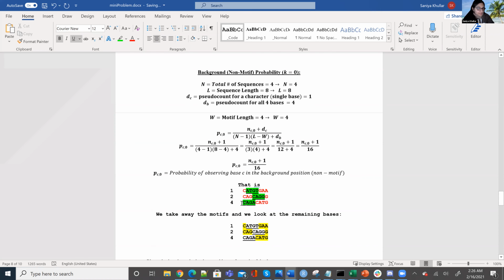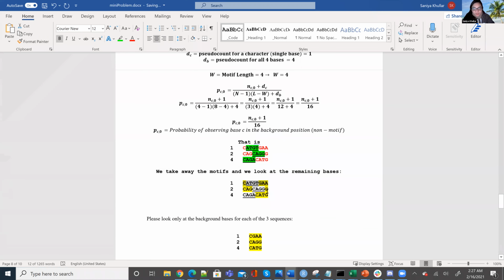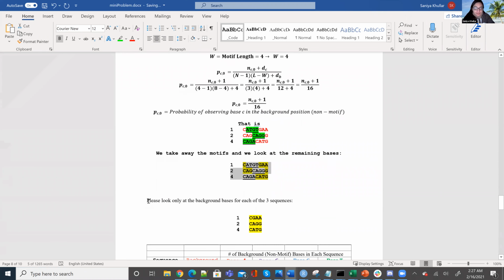These are the motifs, CAGA. We had the motif as CAGG, and what's left, this part is non-motif and this part is non-motif, so it's background. This is also background, and this is background, and this is background as well. So essentially we just take away the motifs and look at the remaining bases. We just focus on what's highlighted here, and only look at the background bases for each of the 3 sequences.